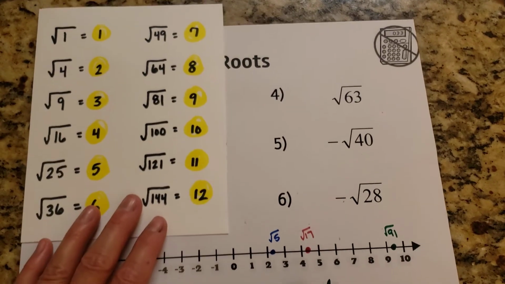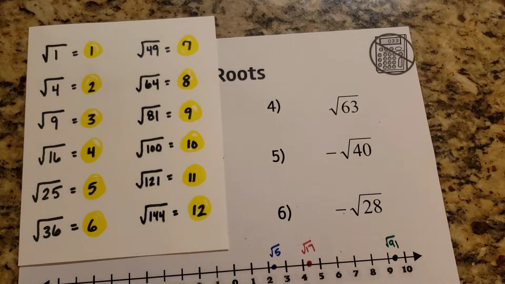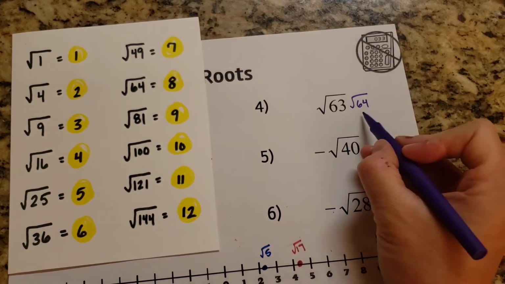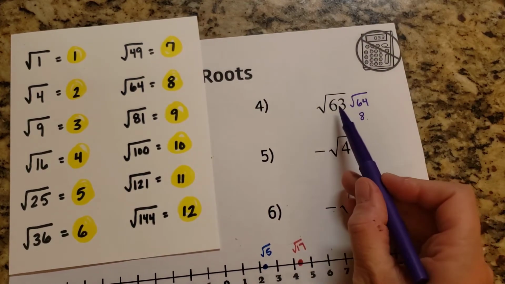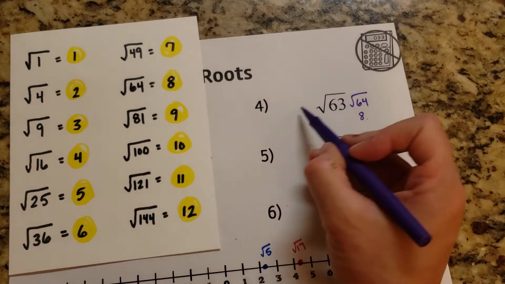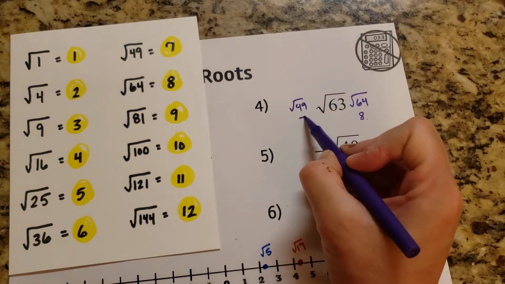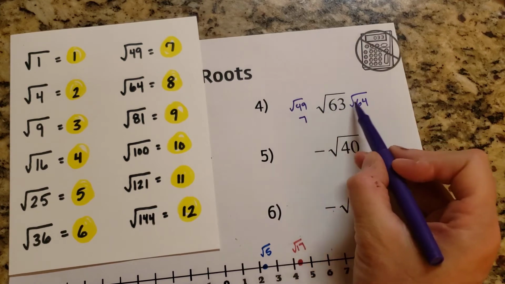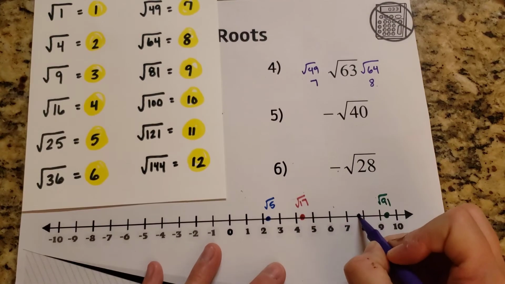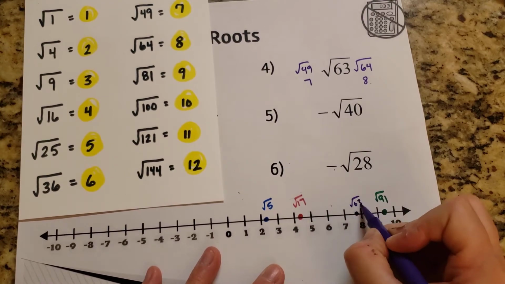All right, so we've got square root of 63. Well, just offhand, I know that the square root of 64 comes right after it. So I'm just going to jot that down there and know that that's 8. So that means this has to be a little bit less than 8, probably about 7.9. I know square root of 49 would come before, but that's way before. So this is going to be really close to 8. So right about here, square root of 63.